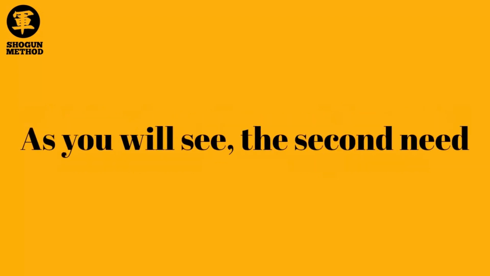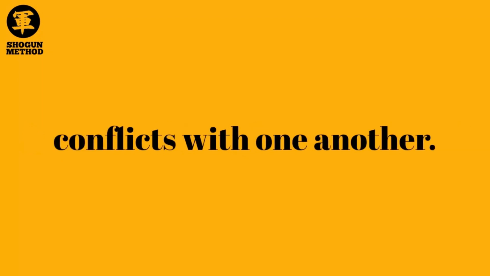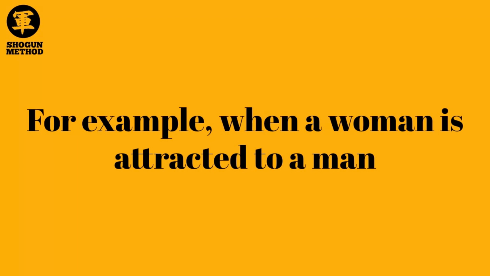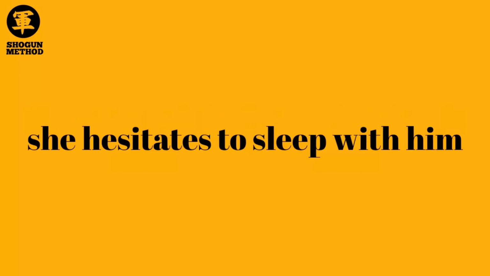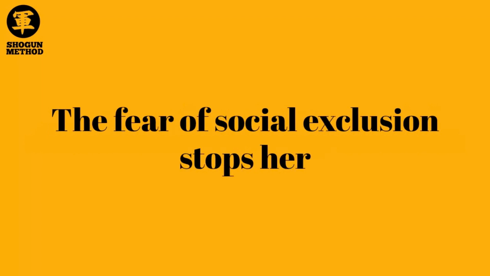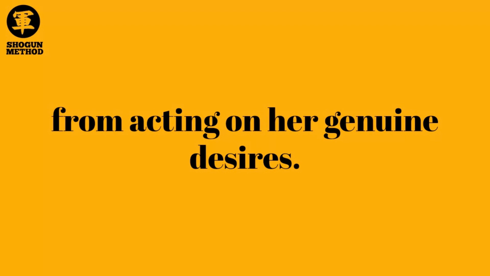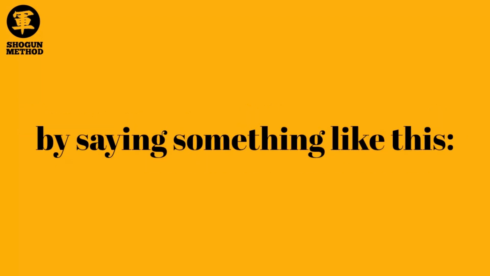As you will see, the second need and the third need conflict with one another. For example, when a woman is attracted to a man who is not her boyfriend or husband, she hesitates to sleep with him because that violates social norms. The fear of social exclusion stops her from acting on her genuine desires. Hence, you can follow up on the romantic value elicitation by saying something like this.